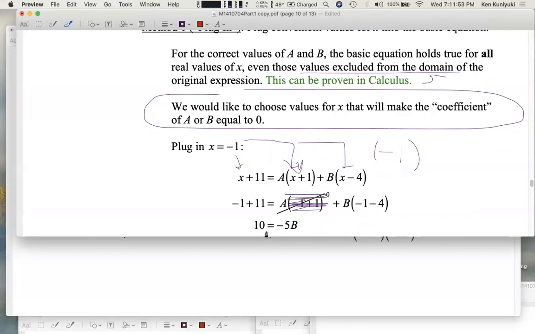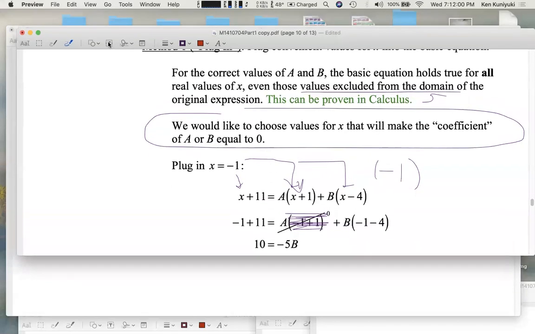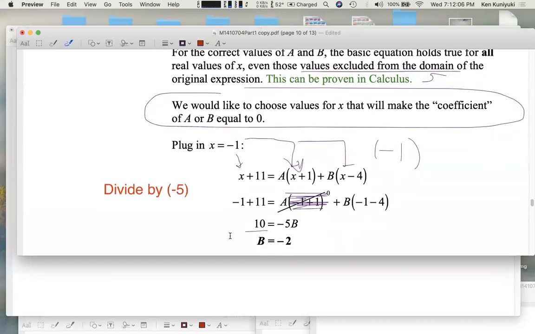Divide both sides by -5. Don't subtract. Some people subtract. Divide by -5. You want to divide. Turn it around, and we get b equals -2. We have solved for b. So unless I've made a mistake, I know that b will be -2. It's just a matter of what a is going to be.